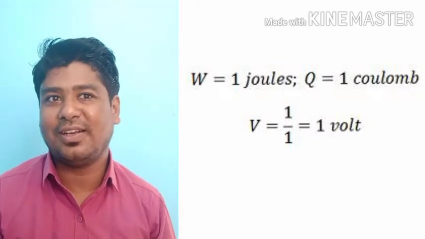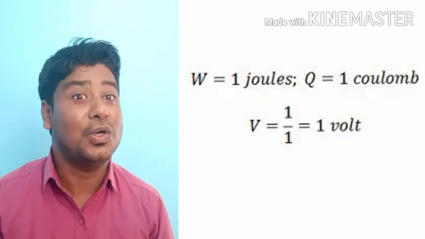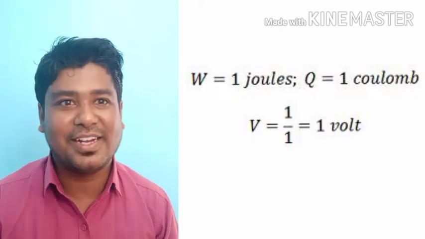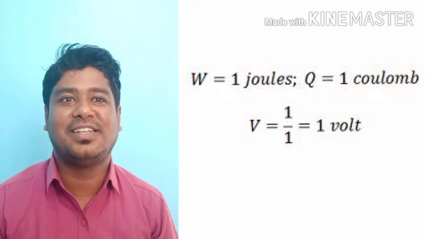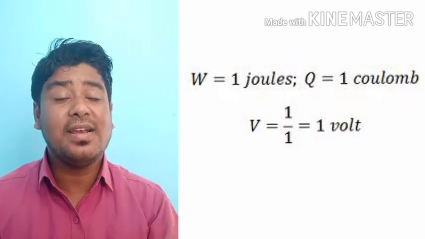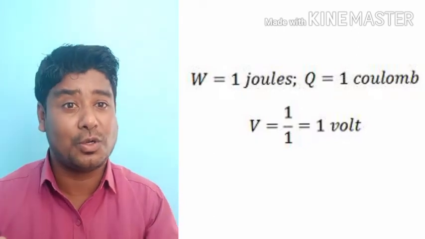Then from that you can think about what is 220 volt, what is a 9 volt battery and all those. You can just work it out: how much work is done to move the charge and everything from that. So 1 volt is defined as: to move 1 coulomb of charge, it requires 1 joule of work to be done.